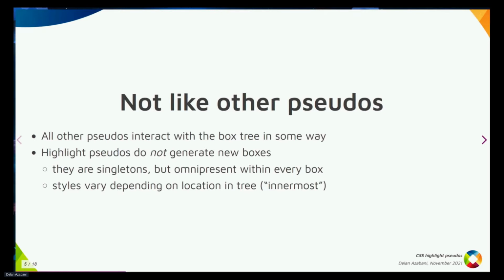They are actually singletons, so in any given document, there is only 1 selection pseudo, there's 1 target text pseudo, and so on. This has some implications for things like translucent backgrounds and text decorations. Despite that, they are present at every location in the tree. It's just that their styles can vary depending on where we are in the tree.